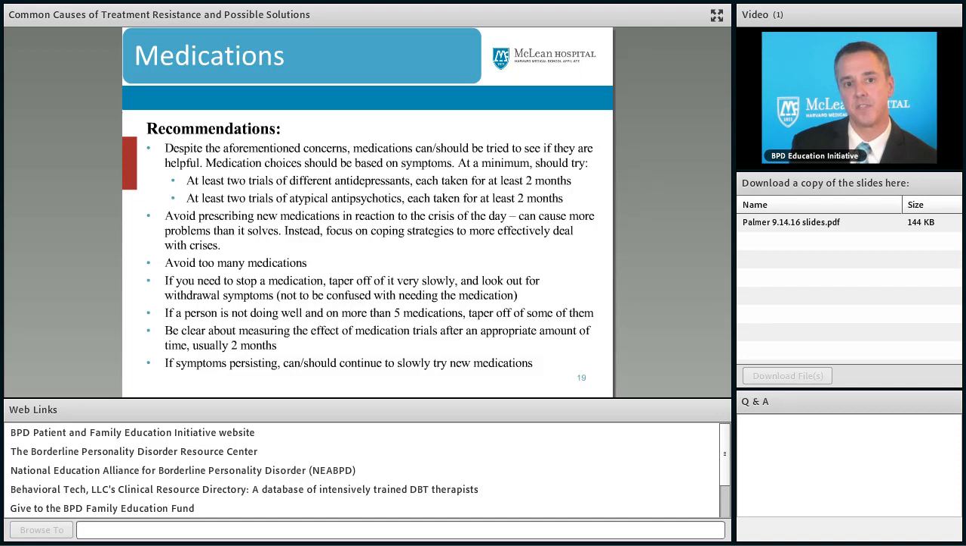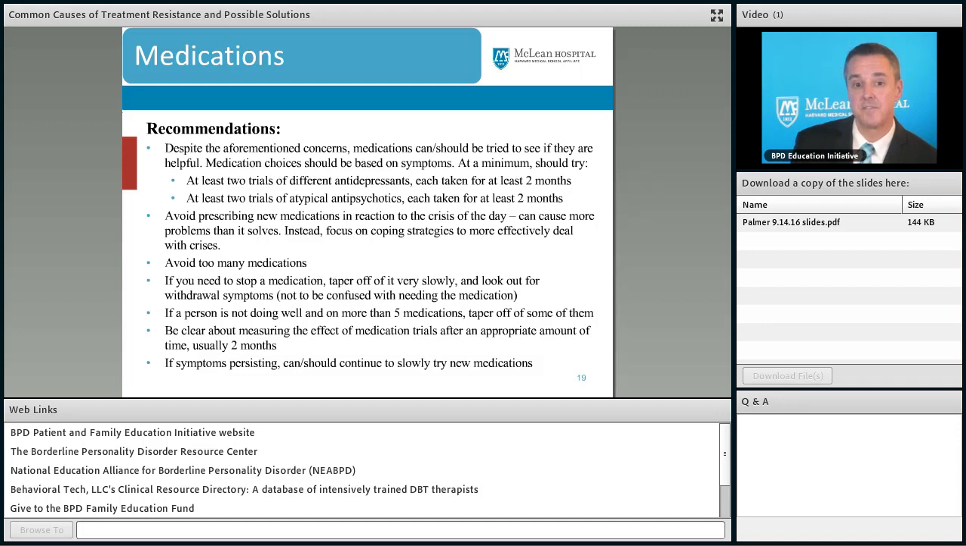And so for people who have been trying lots of things for more than a couple of years, the general guidelines that I give are you should try at least 2 different antidepressants, each taken for at least 2 months. So sometimes I see people who try antidepressants, but they only take them for 1 or 2 weeks, have side effects, and stop them. And they've never tried anything for 2 months. And that means you've never given it a chance to work.